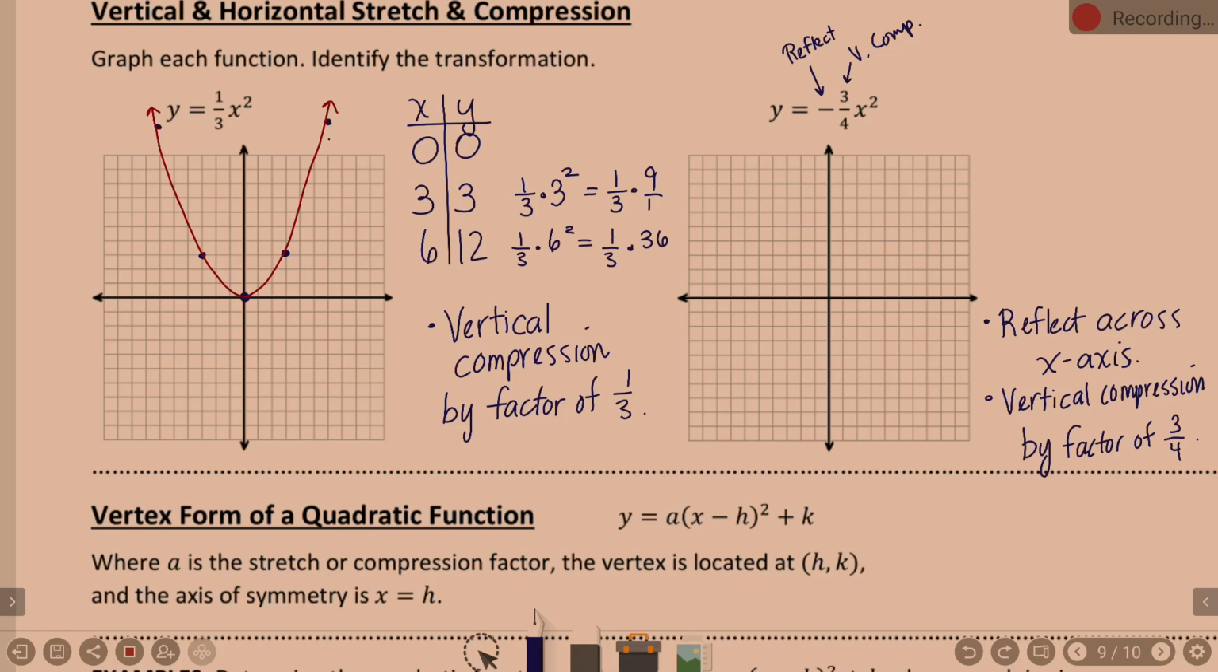What do you know about the vertex? It's an x squared graph. We're not moving it left or right or up or down, so that vertex is going to be 0, 0. But we need some other points, don't we? So this is where, again, I'm going to set up an XY chart.